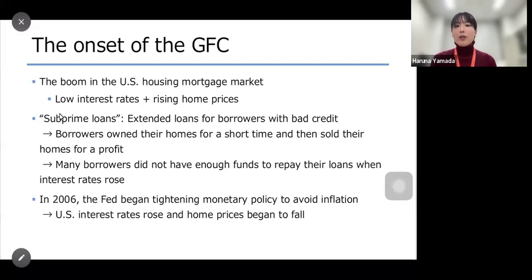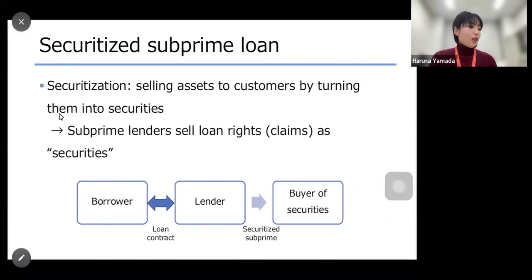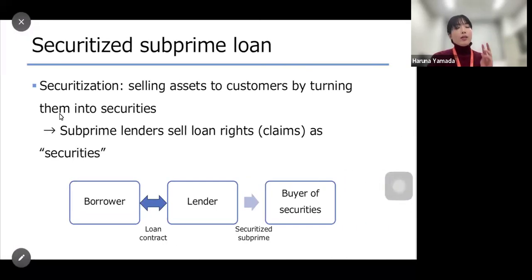Many borrowers did not have enough funds to repay their loans when interest rates rose. So there is vulnerability to interest rate increases. In 2006, the Fed began tightening monetary policy to avoid inflation. Then US interest rates started to rise and home prices began to fall. So the key concept in the background of the financial crisis is the securitization of subprime loans.